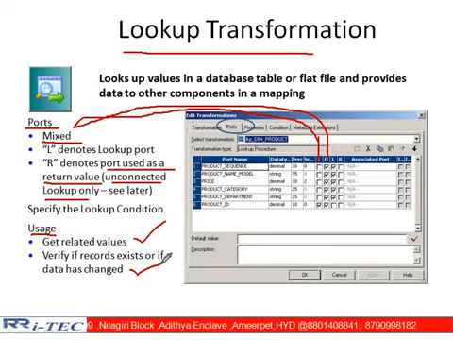How do we come to understand whether data is changed or not changed? We need to look into the target table. In the target table, whether this guy is available or not, we need to look it up. If available, what is the value in the target table? What is the value coming from the source? Are both equal or not? All these comparisons I need to do. So what is the use case? I can say getting the related values, or verify if records exist or if data is changed or not. Data is changed is nothing but CDC, change data capture.